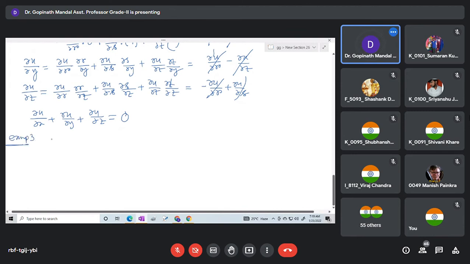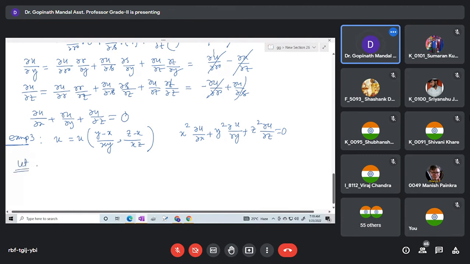3. Similar type, u is a function of (y minus x)/xy, (z minus x)/xz, so that x² ∂u/∂x plus y² ∂u/∂y plus z² ∂u/∂z equal to 0.